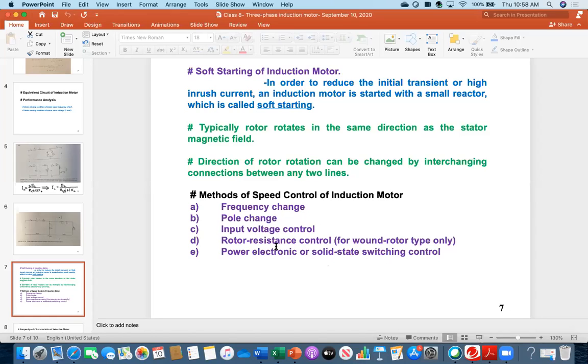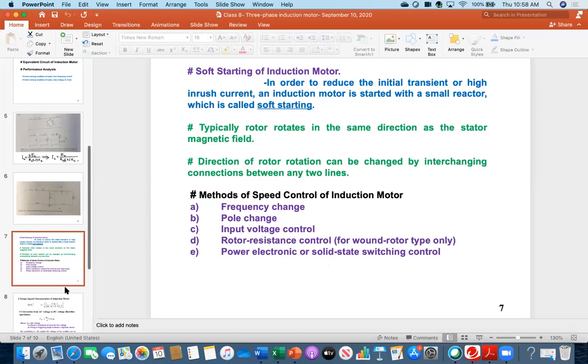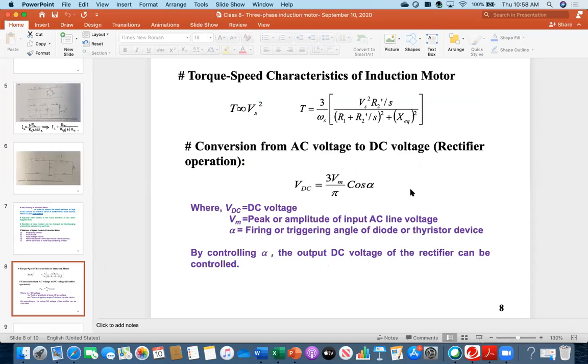Now there is one equation, although today we don't have much time. In the next class I will discuss this further. Torque speed characteristics of induction motor. What I have written: torque is proportional to Vs squared. Torque development in an induction motor is proportional to the square of the stator voltage. And you know, stator voltage is the applied voltage. This conclusion comes from a mathematical derivation, which I will show you next class.